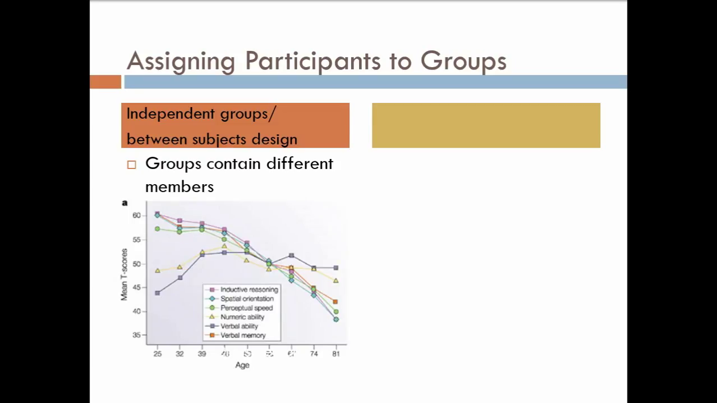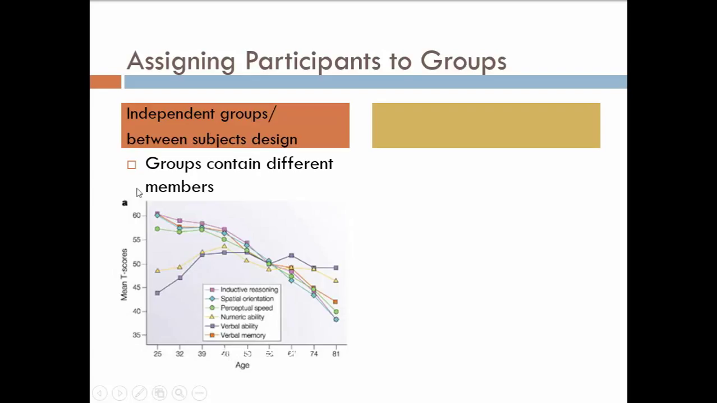So here's an example of a between subjects design. What you're looking at here is on the x-axis, we have different groups of people. We have a group of 25-year-olds, a group of 32-year-olds, a group of 39-year-olds, 46, 53, yeah, I'm doing some math, sorry, it's every 7 years. I don't know what's wrong with my picture. All the way up to 81. So these are each different groups of people.